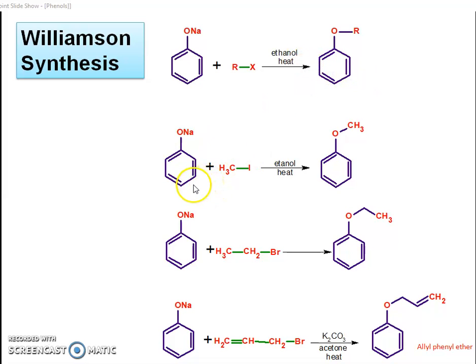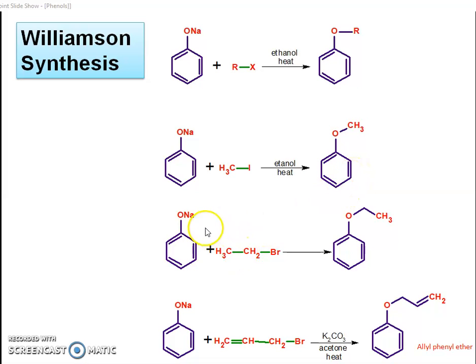Now the next reaction we will see is here. This sodium phenoxide can be treated with methyl iodide in ethanol. Then what happens? This O minus attacks the methyl group and the CH3-iodine bond breaks, replacing the I minus. The byproduct is sodium iodide and the alkyl group is attached to the oxygen. So this methyl phenyl ether will be the product.